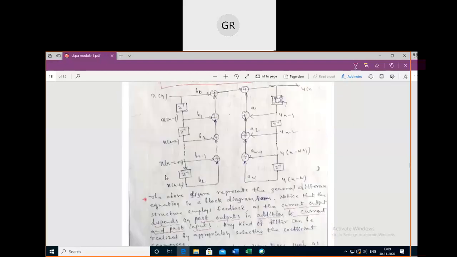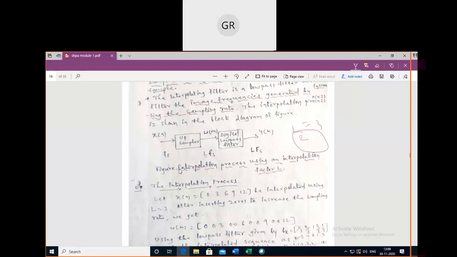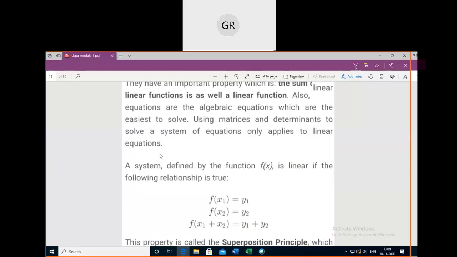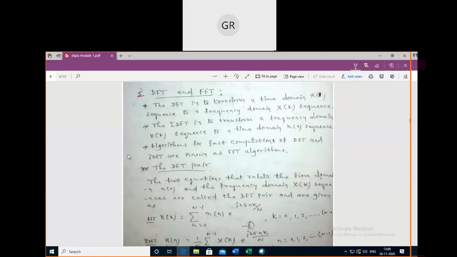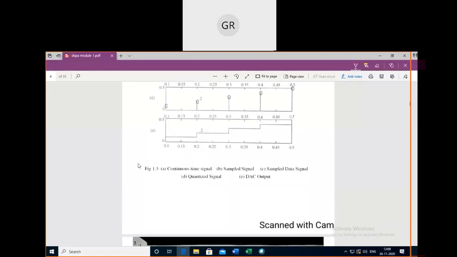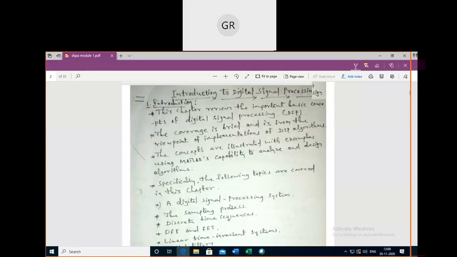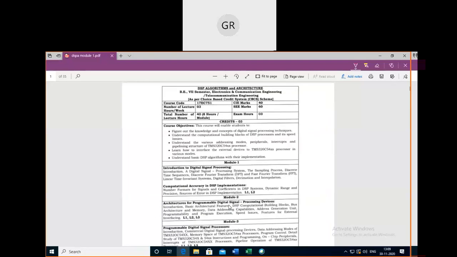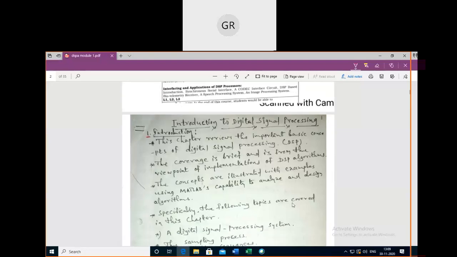In the next class we will discuss the numbering systems. Floating point numbers, fractional numbers. In the next class we will discuss about that. This completes the first chapter in module 1. Please revise or please go through this one. It's very important.